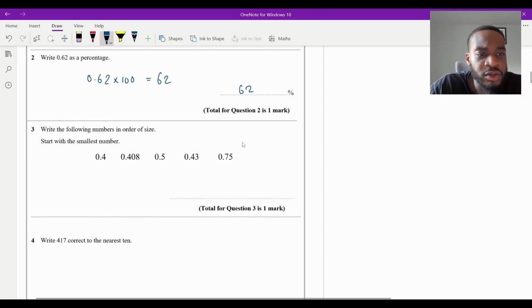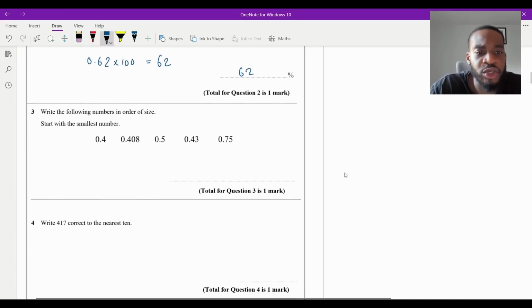Write the following numbers in order of size. Start with the smallest number. When you deal with these types of questions, what you always want to do is write them to the same number of decimal places so you can actually see which number is greatest. So I'm going to write this with 2 zeros. The reason is that whenever you put zeros after the last decimal place, it doesn't change the number. The largest number of decimal places I can see in any number is 3, so I'm going to put them all to 3 decimal places. I'm going to put 2 zeros there, a 0 here, and a 0 there. Now we just look at the numbers after the decimal point.